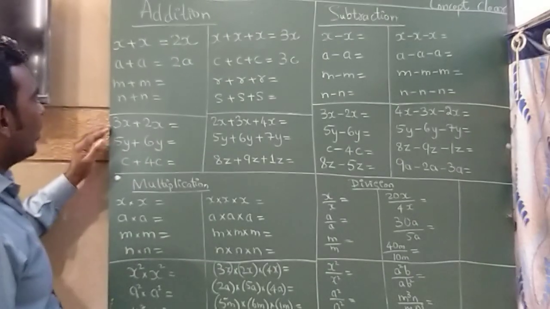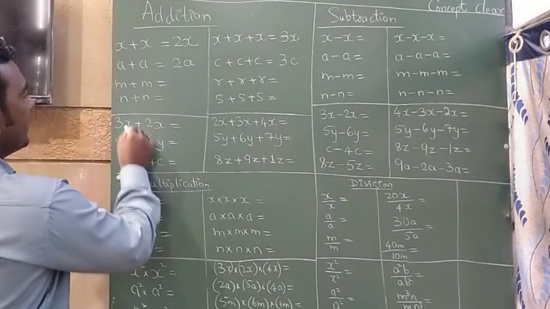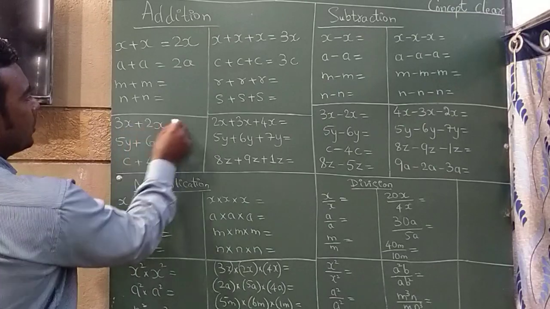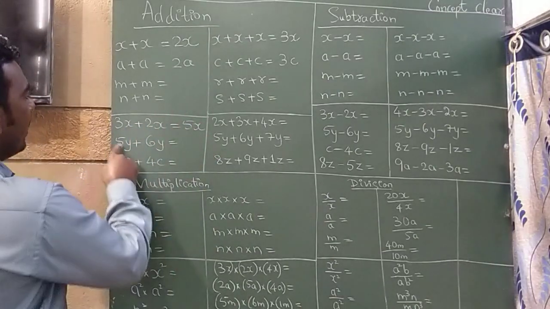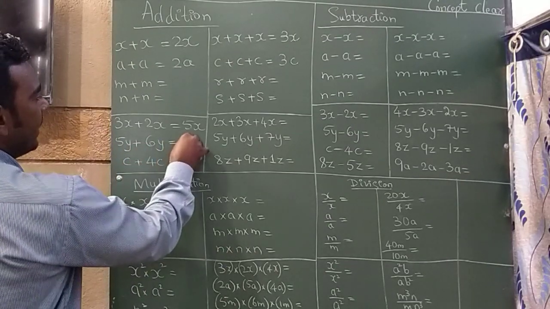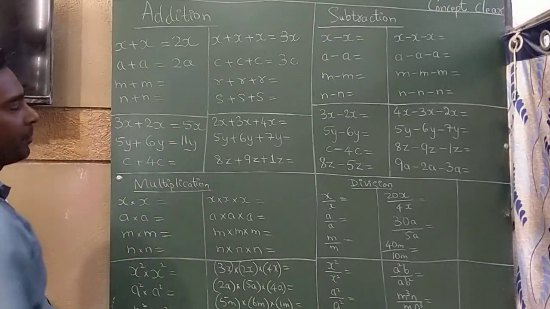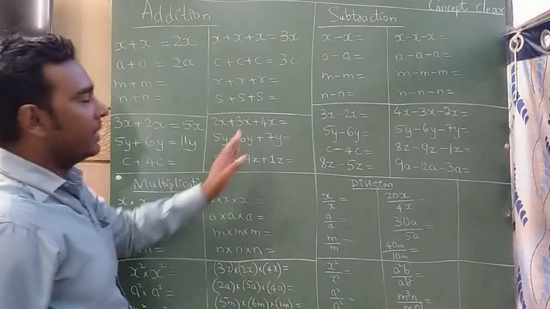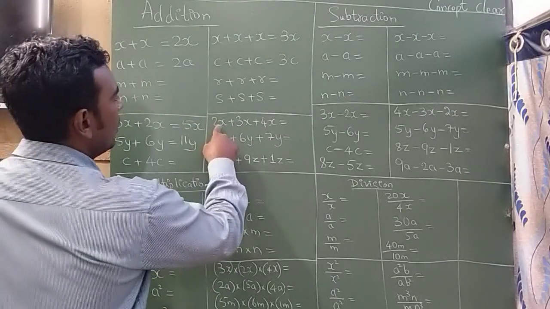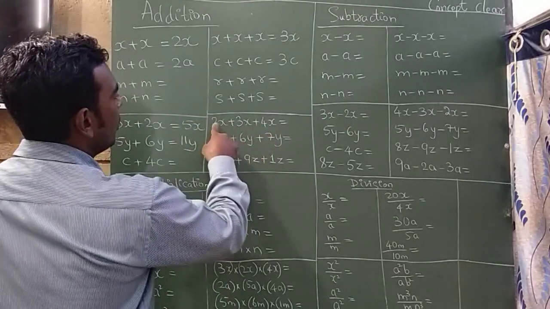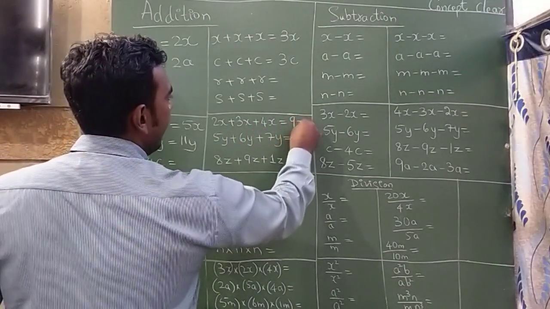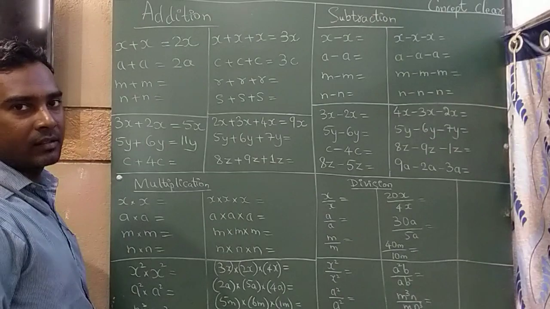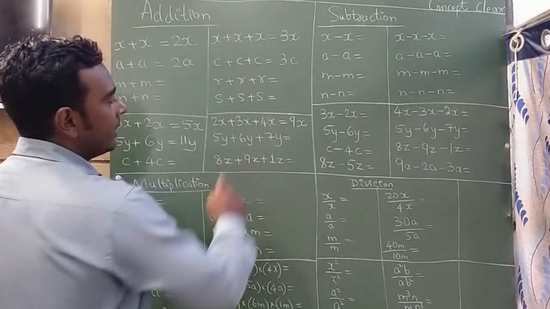Okay. Now let us move on to here. That is 3x plus 2x. 3 plus 2 is 5 and write only x. Fine. 5 plus 6 is 11 and write y here. Fine. Now next here 3 terms. So 2x plus 3x plus 4. 2 plus 3 is 5. 5 plus 4 is 9. So I'll write here 9 and I'll write here only x. Fine. Now you solve these two sums.